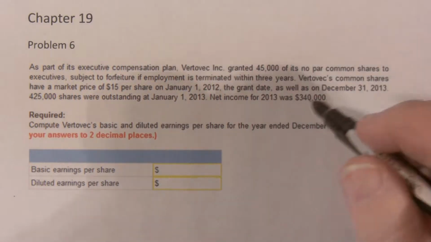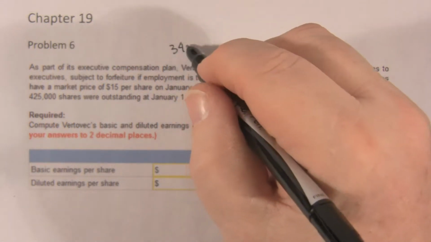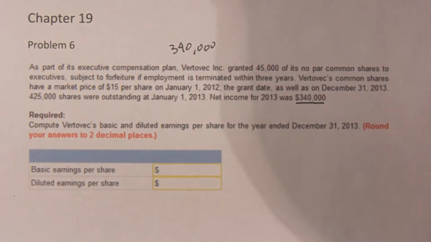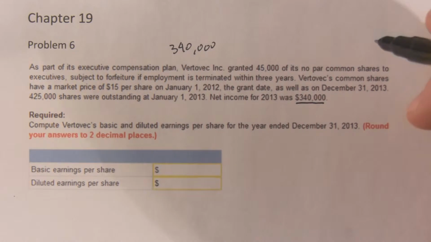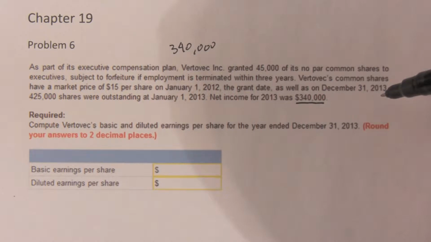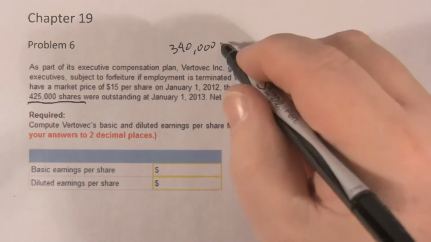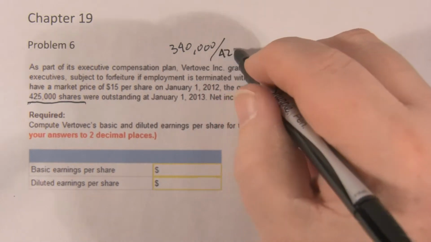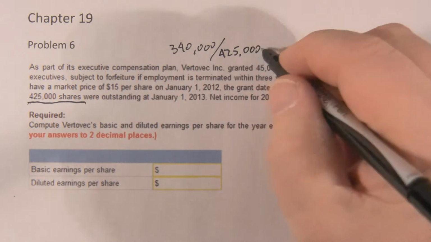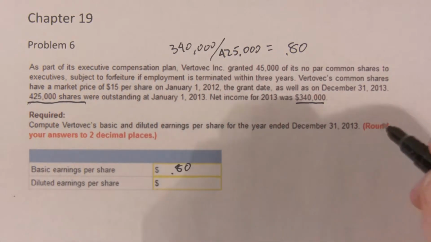The first thing we need to know is that their net income was $340,000, and there are no preferred shareholders. So this all is available to common shareholders. So now for the basic earnings per share, we need shares outstanding. Technically, we should use weighted average shares. We're not given weighted average shares or any other way to find it. So we take what we're given. That gives us 80 cents basic earnings per share.